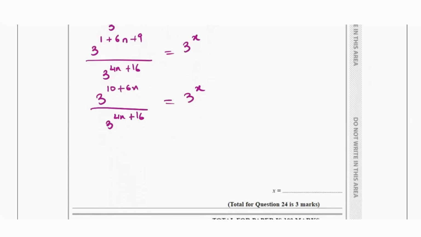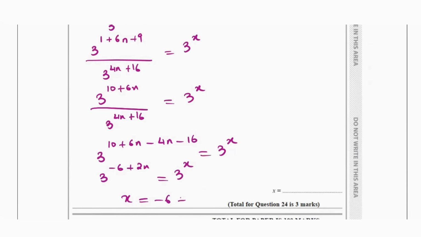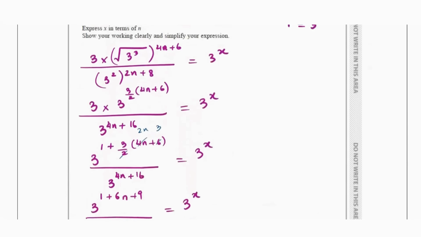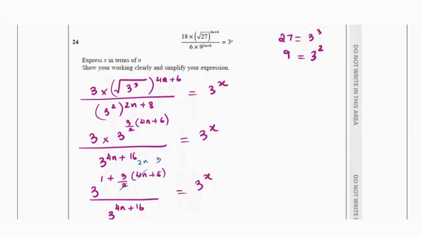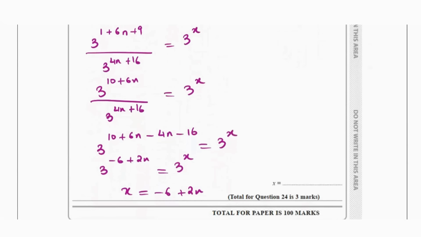Similar bases are being divided, so we subtract the powers. 10 plus 6n minus 4n minus 16. Negative 6 plus 2n equals this. So when similar bases exist on both sides of the equal sign, the powers are equal. x equals negative 6 plus 2n. They wanted x in terms of n, so that's your answer.